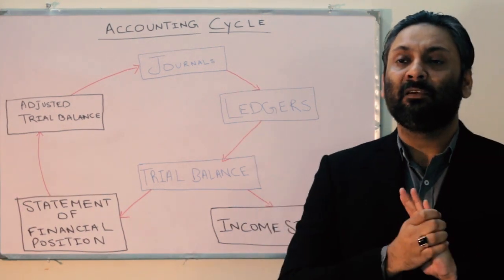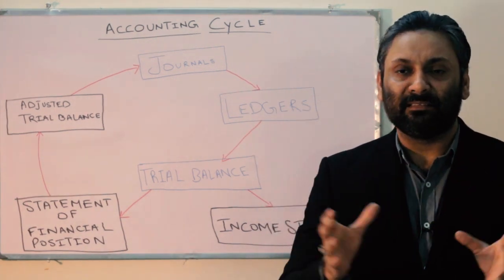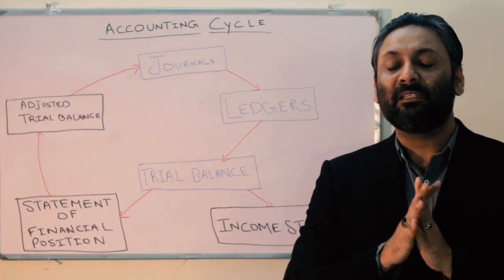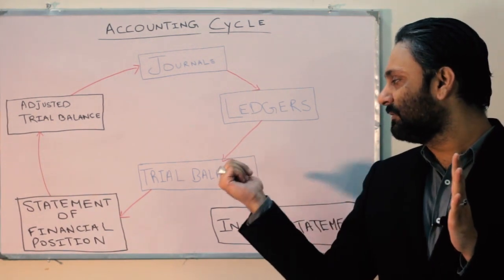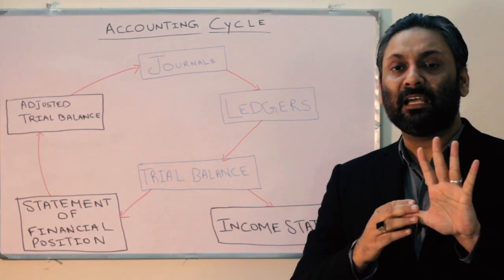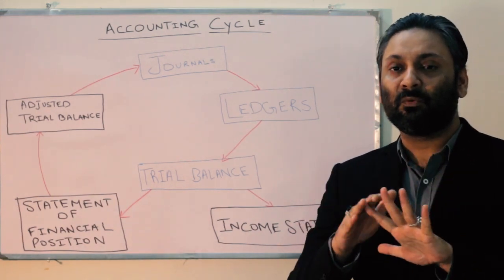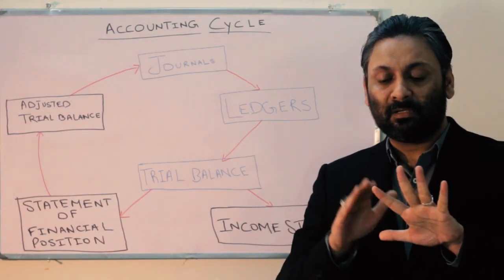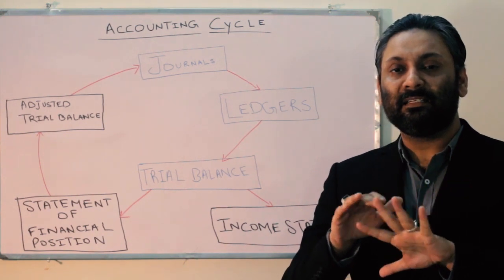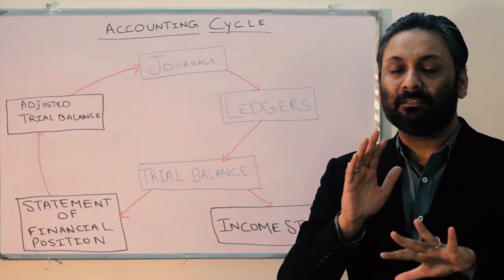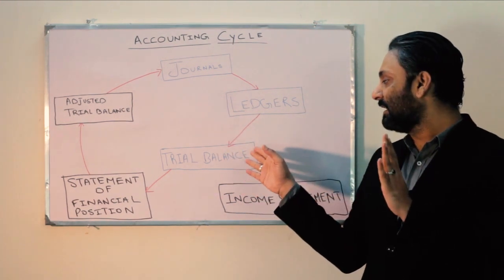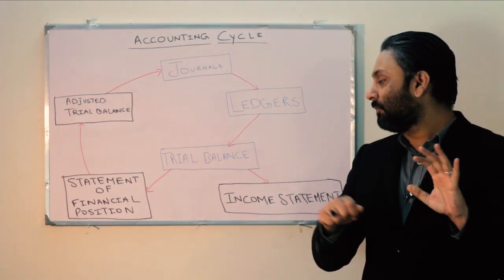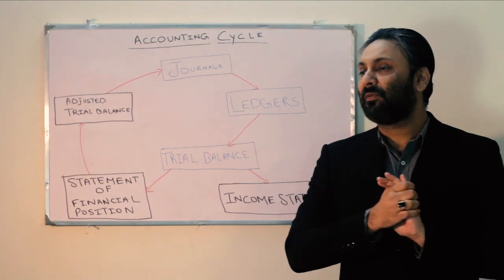And then from the ledgers we extract a list of balances, which is called a trial balance. This trial balance has 5 different types of items that we started talking about when we began the course. The 5 items are assets, liabilities, capital, incomes and expenses. Those 5 items extracted through the trial balance are then subdivided in the form of the income statement and the statement of financial position.